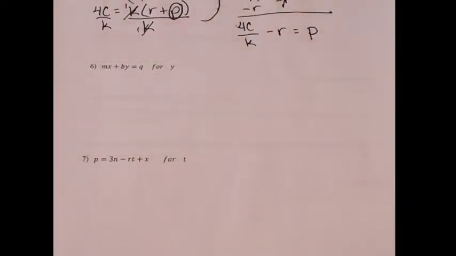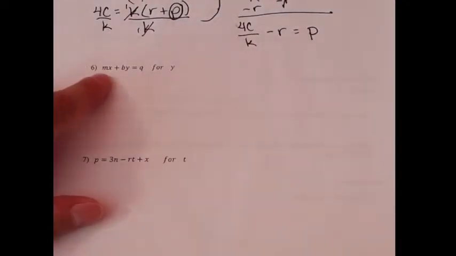Go ahead and try number 6 and 7. 6, we have mx plus by equals q for y. And then number 7 is p is equal to 3n minus rt plus x. And this time you're solving for t. Let's see what you get. Good luck. So after reviewing lots of answers in the chat, I'm excited to show you exactly how this breaks down.